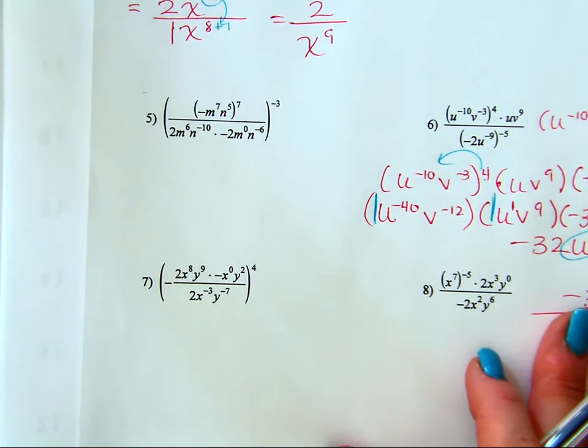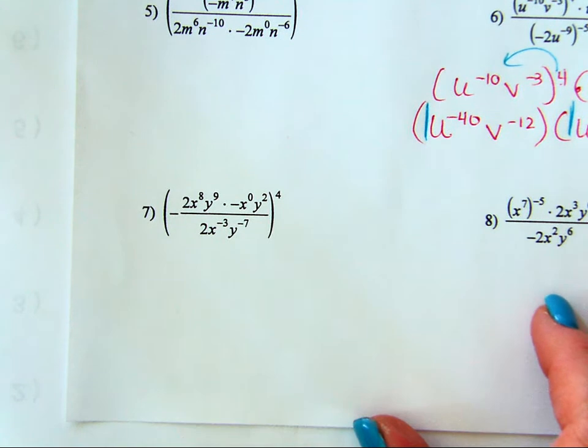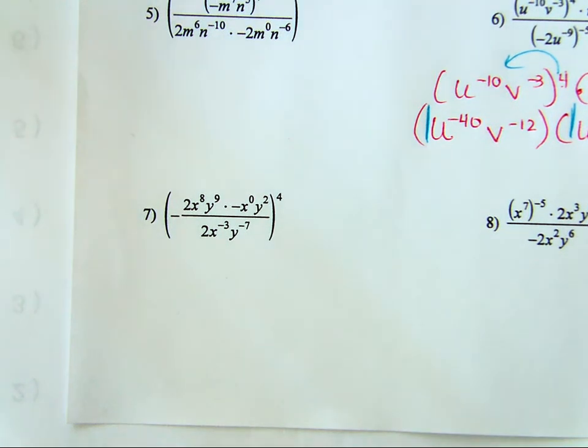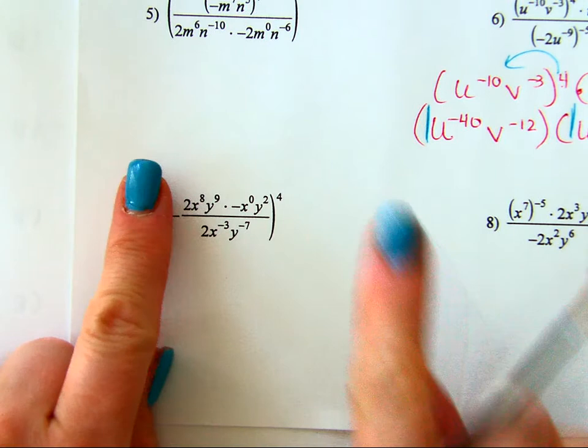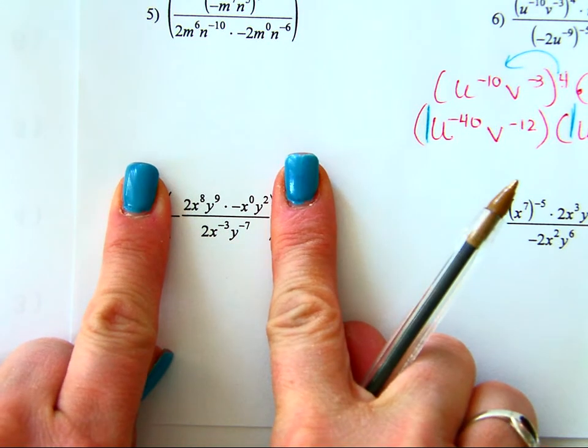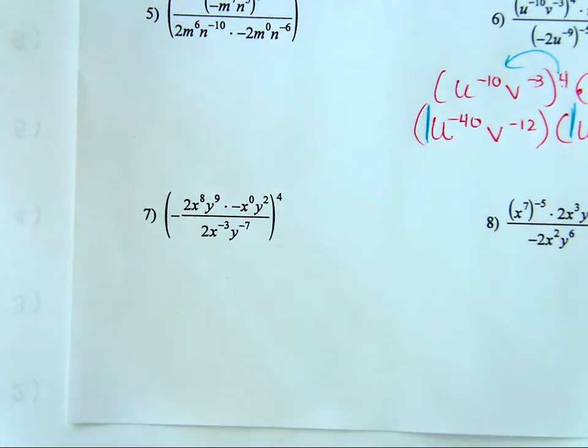Okay, so number 7. Remember what I said. This burned some of you on the last quiz. Ignore the outside exponent, and then do what? Do what's inside. Get it as itty bitty teeny tiny reduced as you can, and then take that answer to the 4th power, right? So we can do that. Let's do it right now.